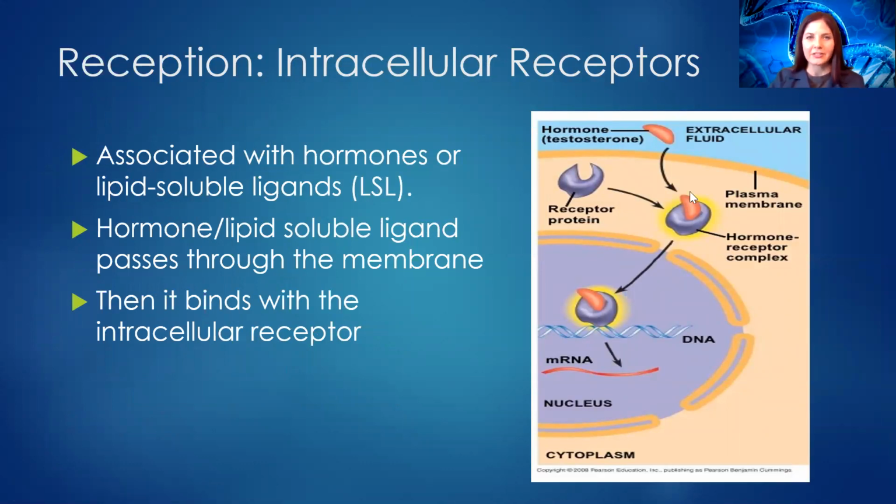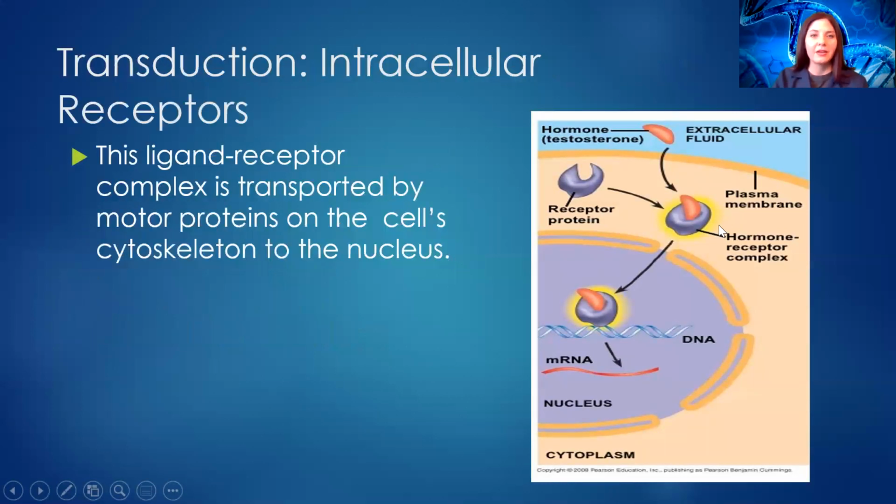So first, we're going to discuss our intracellular receptors. Now, these are associated with hormones or lipid-soluble ligands, so fats or our lipids. These are typically non-polar molecules, and because they are not charged, they easily go through that plasma membrane. So that hormone or lipid-soluble ligand passes through the plasma membrane, and then it will bind with an intracellular receptor complex. Now, this ligand receptor complex is then transported by motor proteins on the cell's cytoskeleton to the nucleus.